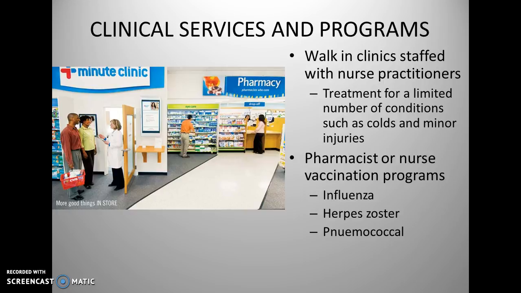Okay, so let's look at some of the clinical services and programs. Walk-in clinics are staffed with nurse practitioners, and usually they just do very minor injuries and illnesses. A community clinic that you may find at CVS. And then many of these community clinics or things that you find at a pharmacy, they have a vaccination program for influenza that causes flu, herpes zoster, causing chickenpox, and sometimes can reoccur as shingles. There's a vaccine for that. Pneumococcal infection that causes pneumonia. There's a vaccine for that, usually needed for older individuals.